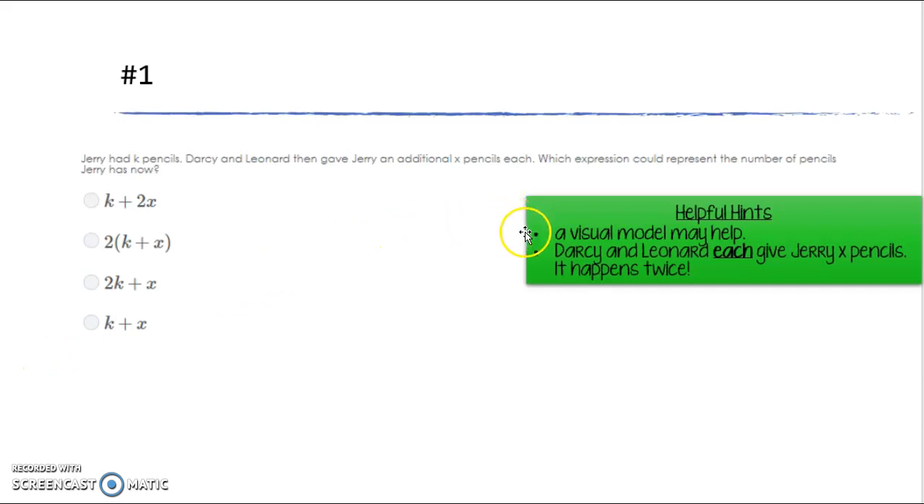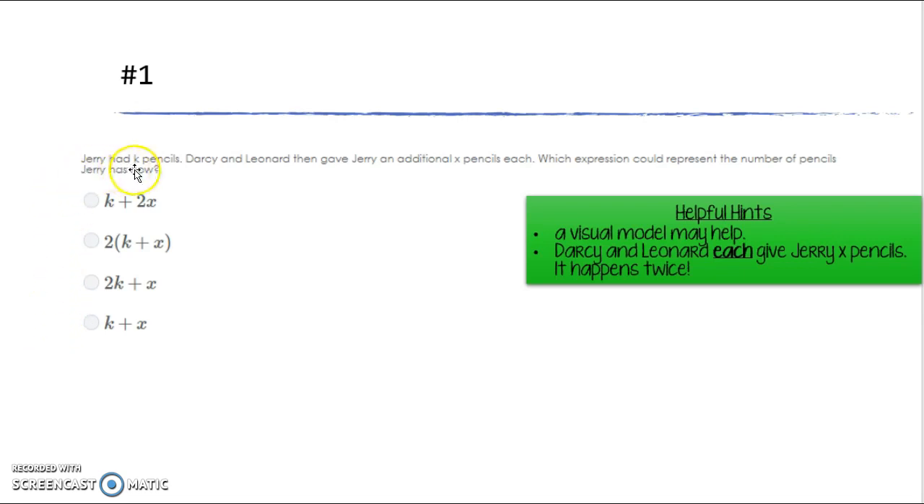So here is your hint. A visual model might be helpful to you. You might want to go ahead and draw a little picture to show Jerry has K number of pencils, and then see what happens when Darcy gives X pencils to Jerry, and then Leonard also gives X pencils to Jerry. Think about how many X's of pencils are being given to Jerry, and then you will have to match the expression that goes with that situation.